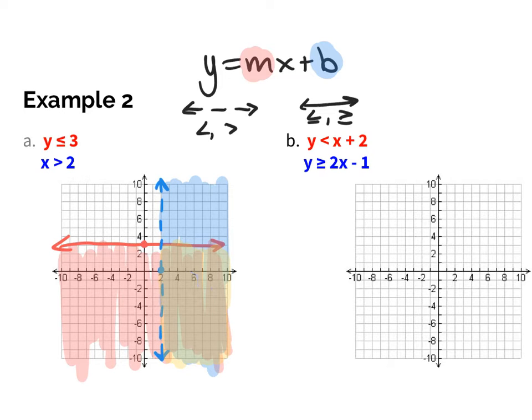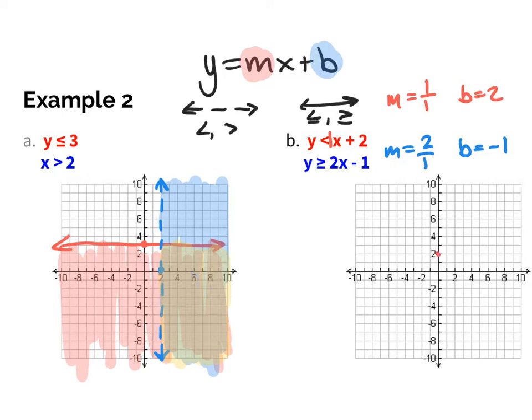Next one, I have y is less than x plus 2. Here, we actually have slope-intercept form. Remember, there's a 1 in front of my x, so I know my slope is going to be 1 over 1, and my y-intercept is going to be 2. For the blue line, my slope is going to be 2, so 2 over 1, and my y-intercept is going to be negative 1. Again, the values in your equation are going to tell you how to graph those.